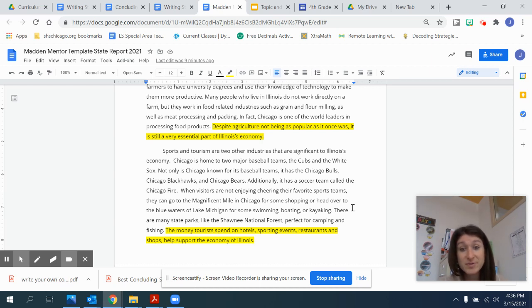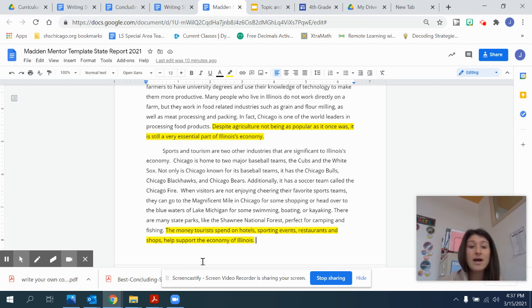Chicago is home to two major baseball teams, the Cubs and the White Sox. Not only is Chicago known for its baseball teams, it has the Chicago Bulls, Chicago Blackhawks, and the Chicago Bears. Additionally, it has a soccer team called the Chicago Fire. When visitors are not enjoying cheering their favorite sports teams, they can go to the Magnificent Mile in Chicago for some shopping, or head over to the blue waters of Lake Michigan for some swimming, boating, or kayaking. There are many state parks, like the Shawnee National Forest, perfect for camping and fishing. The money tourists spend on hotels, sporting events, restaurants, and shops help support the economy of Illinois.